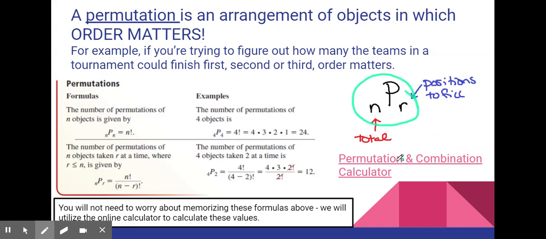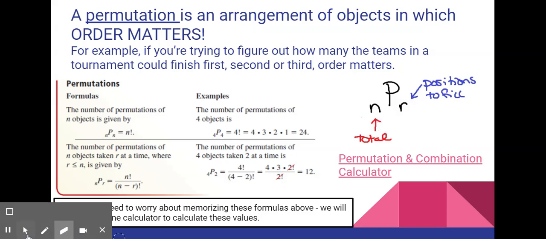Because if we can set that up, then when we go to the calculator that we linked for you on the Google Classroom there, all you need to know is the total, which is your n, and the positions you're filling or what you're picking for. That's your r value. And as long as you know where they go, and know that the total should always be equal to or bigger than your r, okay, your r value cannot be bigger than your total, then you know what you're going to be filling in to the calculator.